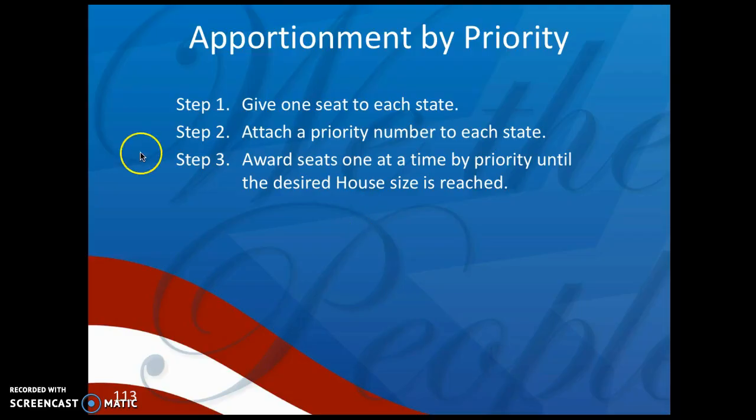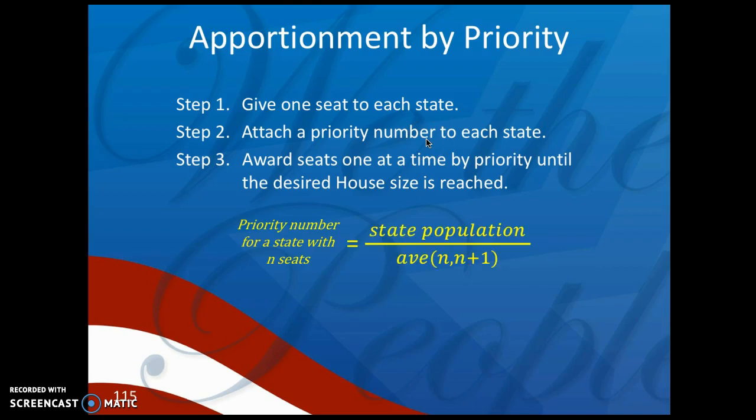All right, as a very quick summary of this method, according to the Constitution, each state gets at least one representative. So step one, each state gets one representative. And then attach a priority number to each state. And then award seats one at a time until the desired House size, currently 435, is reached. And right now, this priority number is computed using the Huntington-Hill technique: state population over the average. Again, this average right now is that Huntington-Hill technique.